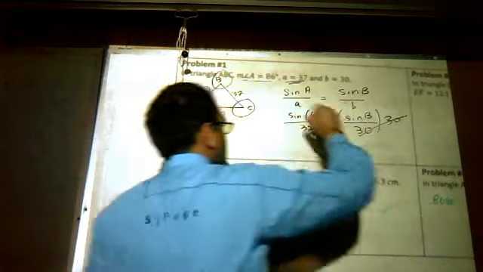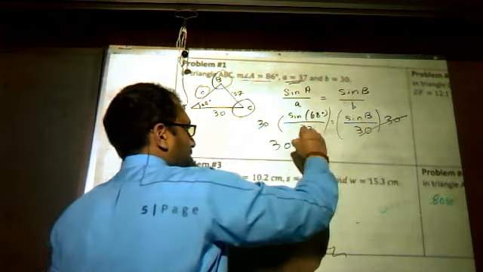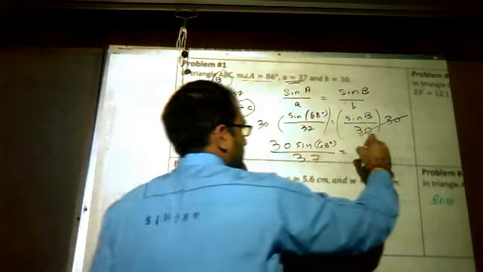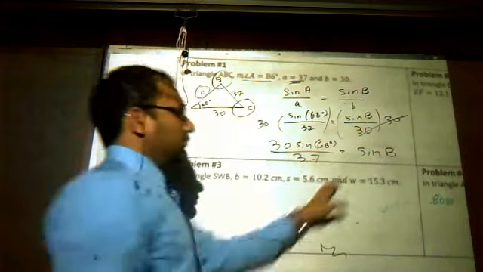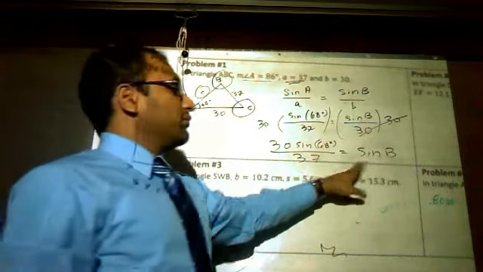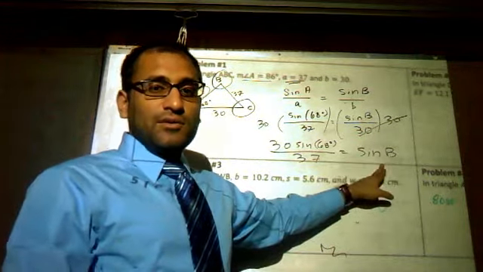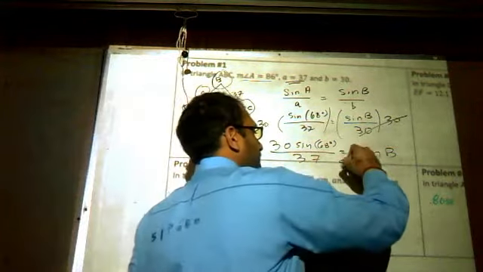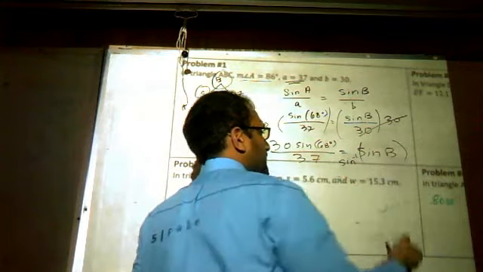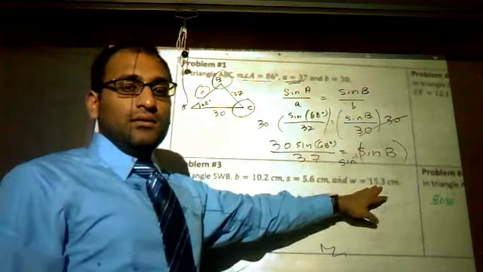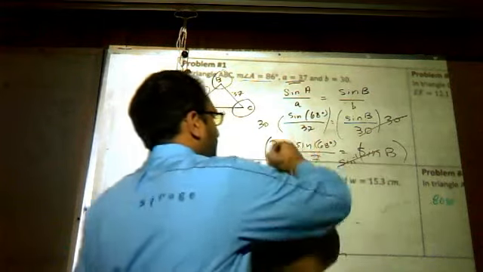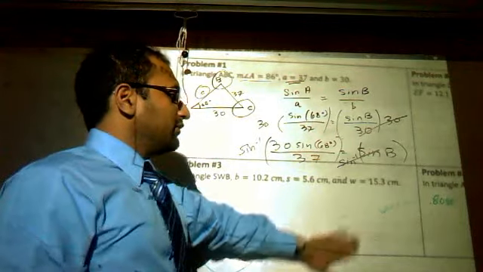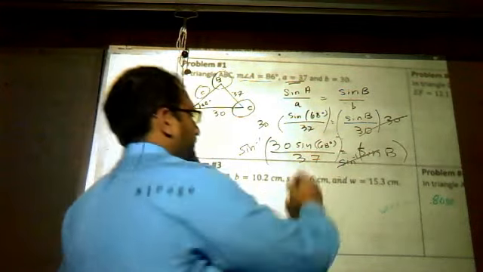Multiply by 30 on both sides. So 30 times the sine of 68 degrees divided by 37 is equal to the sine of B. How do I get B by itself? Well, I know that sine of B is a function. In order to undo the work of a function, I have to take the inverse of that function. So I'm going to take the inverse sine, so they cancel out. If I take the inverse sine of the other side, I'm going to plug it into my calculator, and now I have my answer for angle B.